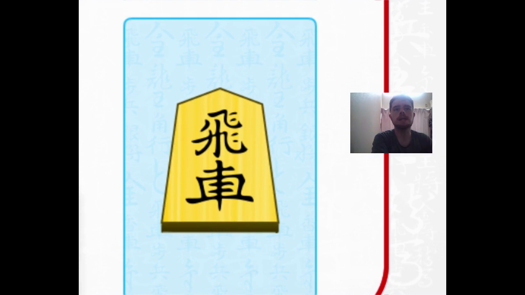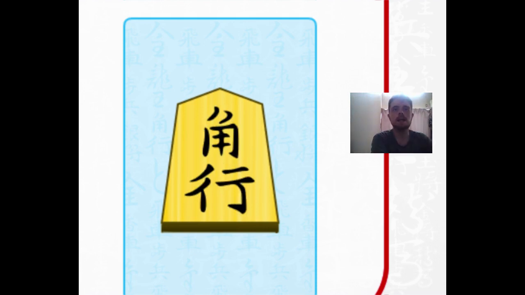This piece is the player's rook, or castle, known as the hisha. It can move in any direction, up, down, left and right. And like in chess, you cannot castle with the king. Alright, cool. Let's look at the next piece.